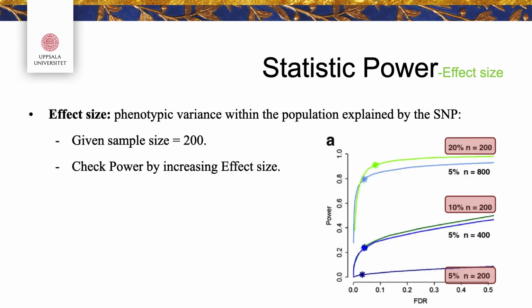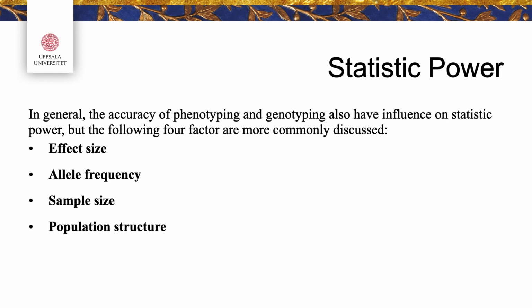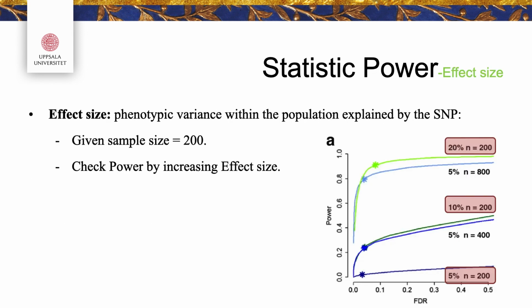Effect size is defined as the phenotypic variance within the population explained by the SNP you are looking at. From the figure, we can find different effect sizes have different power, and this is a big difference. In short, higher effect size increases power a lot given the sample size.